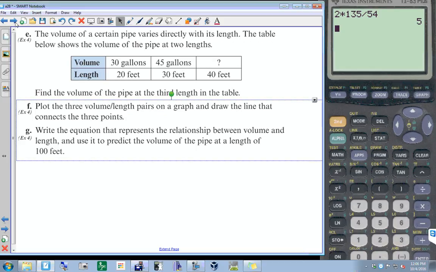I want to take a look at this one here. So what I want you to do is I'll give you about 30 seconds here, and I'll do E, and then we're going to go over the other two.